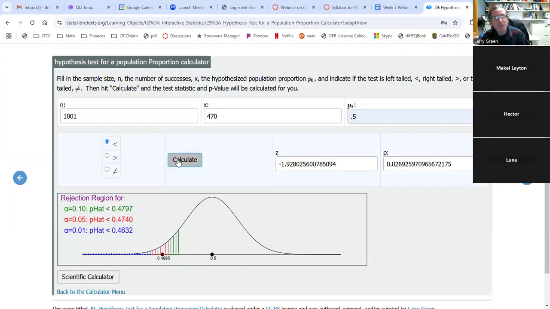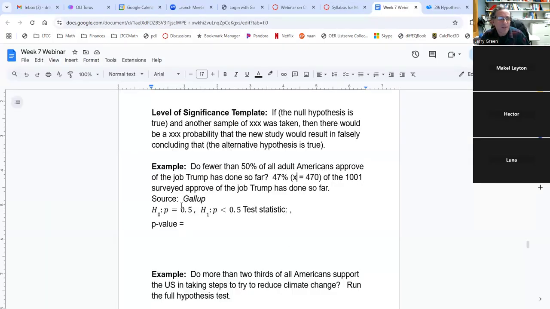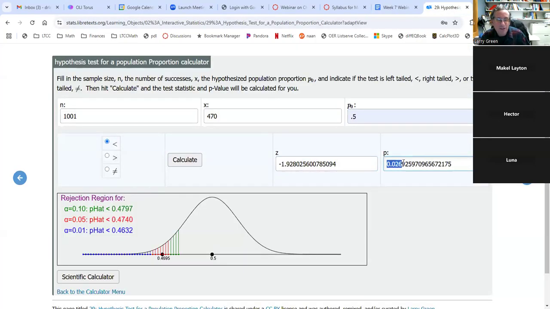Now we're talking about proportions. It's a Z, not a T anymore. The test statistic is about negative 1.928. So there's our test statistic. The p-value was 0.0269.